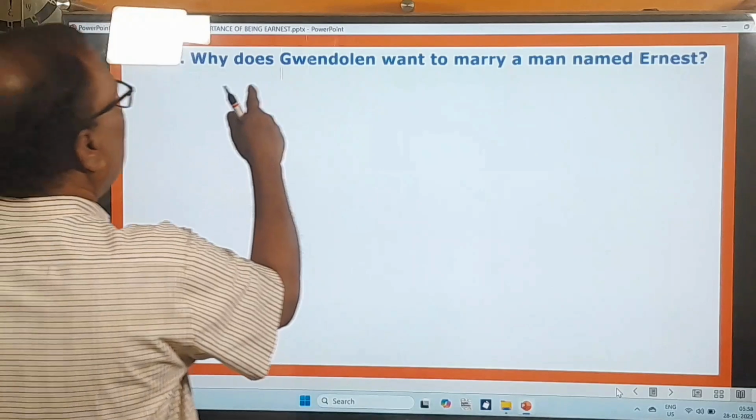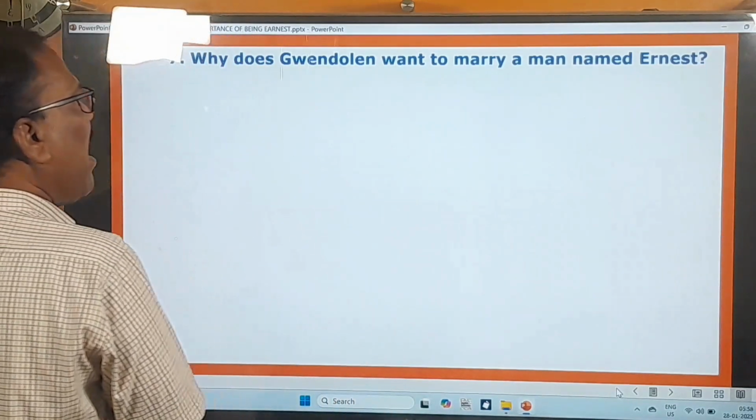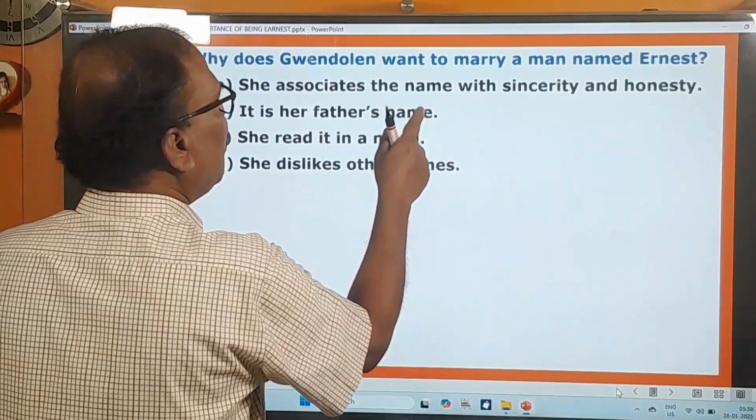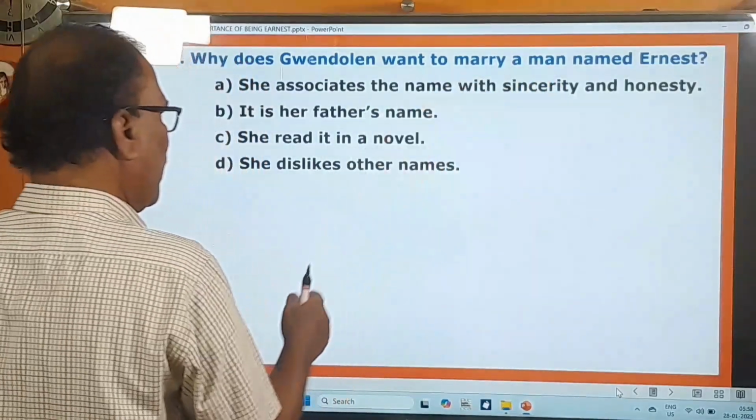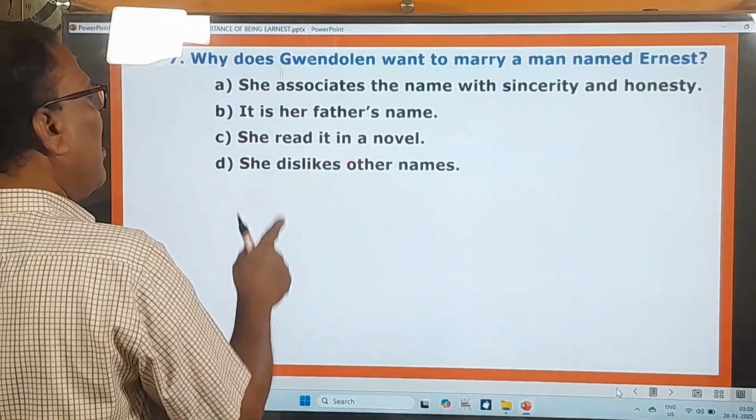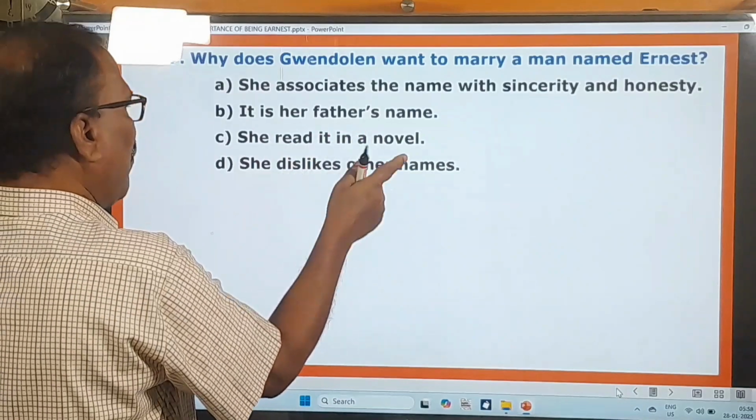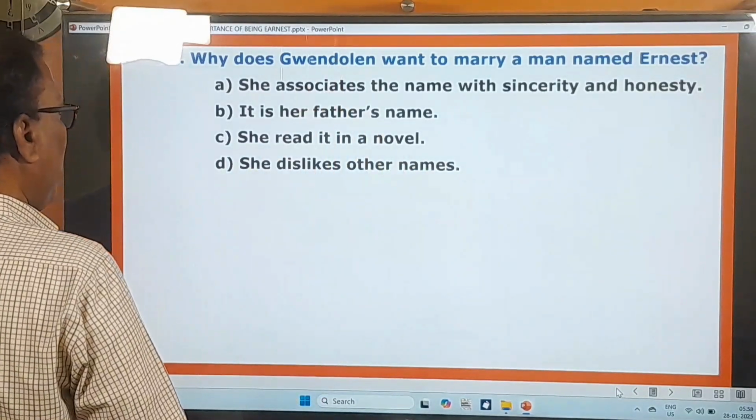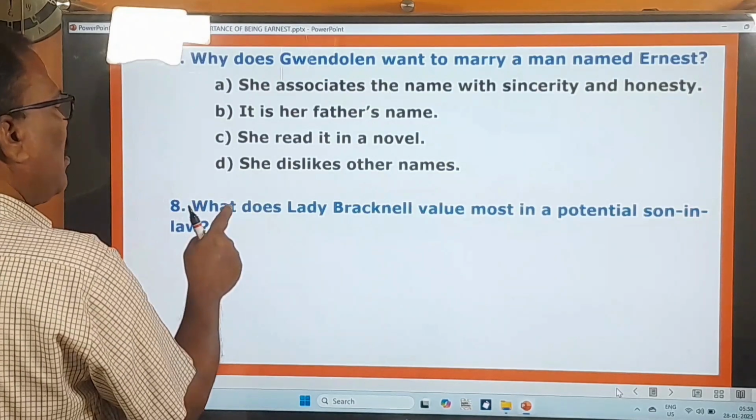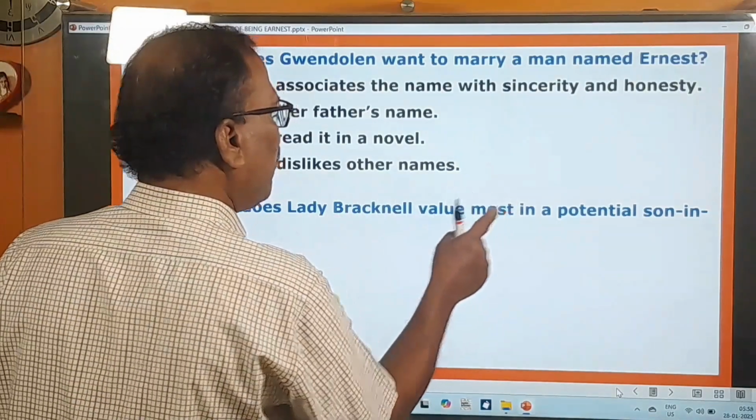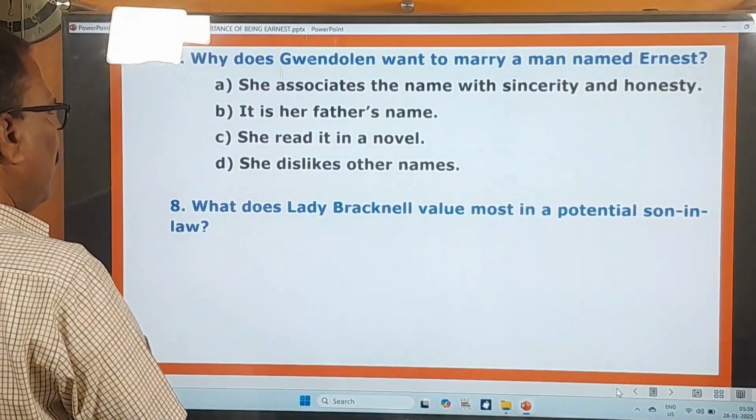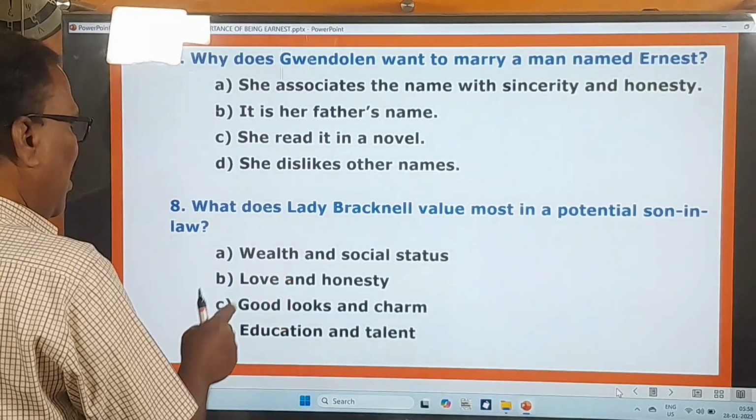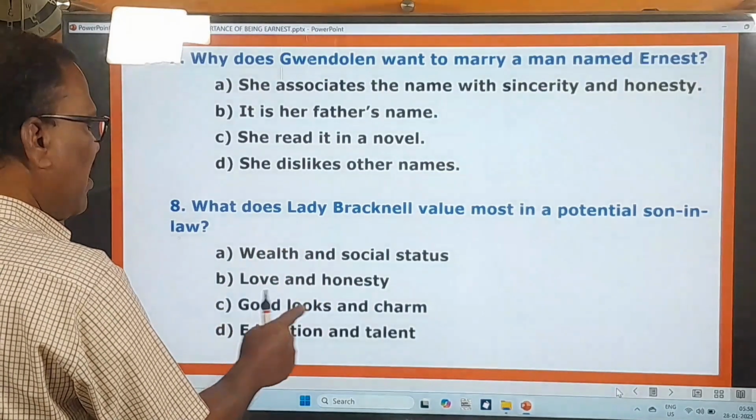Seventh question. Why does Gwendolen want to marry a man named Ernest? She associates the name with sincerity and honesty. It is her father's name. She read it in a novel. She dislikes other names. Eighth question. What does Lady Bracknell value most in a potential son-in-law? Wealth and social status, love and honesty, good looks and charm, education and talent.